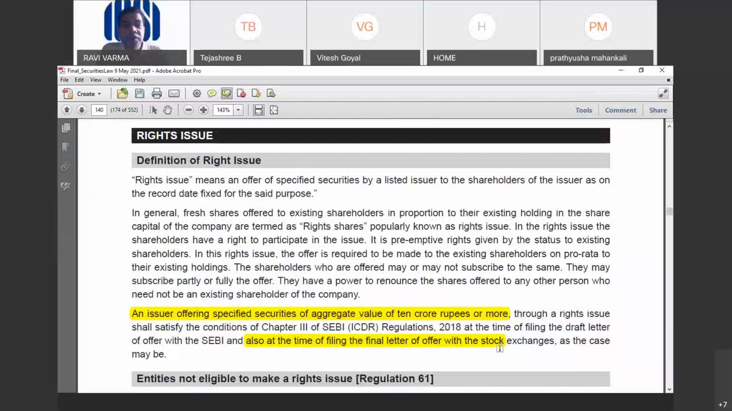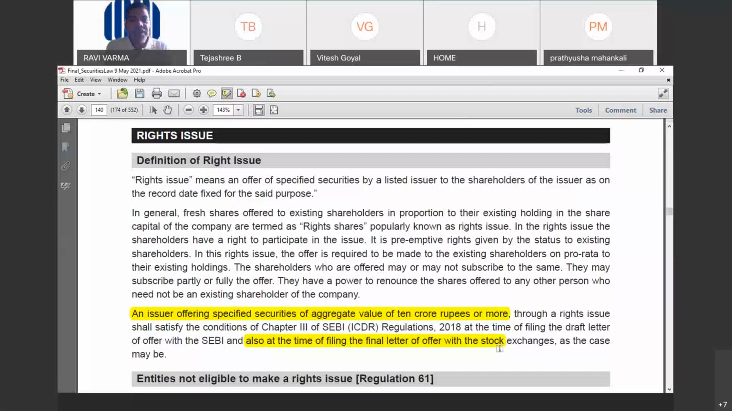But that is if the size is 10 crore or more. Now in the exam, I may give a question that XYZ, a listed company, has come out with a rights issue of 8 crore. The company has not received the minimum promoter contribution. As a company secretary, please advise. Now, what you people do, out of excitement, you advise, no, minimum promoter contribution is 90%. So if they have failed, no option. The company can't survive.